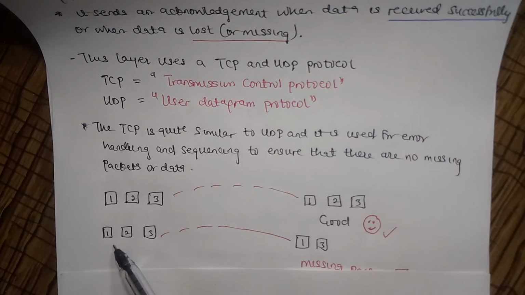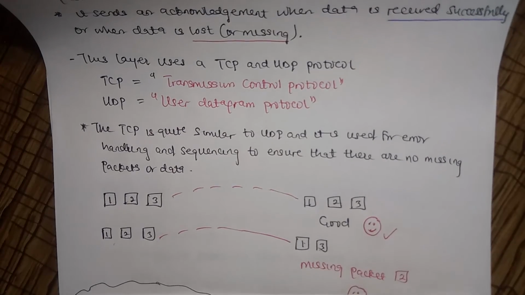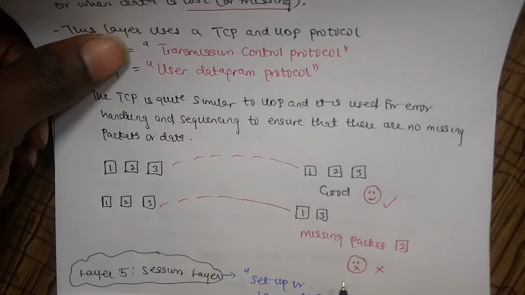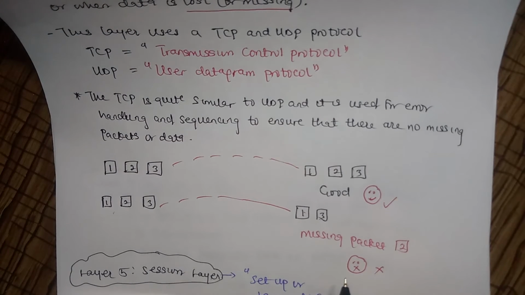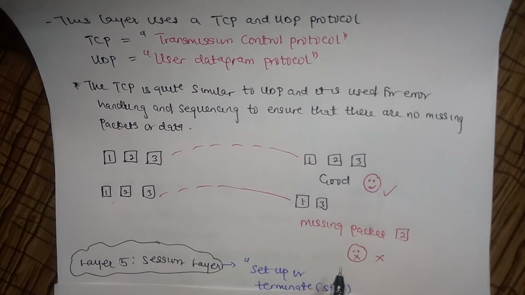But if not, we send 1, 2, 3 and it only received 1 and 2, which means there's a missing packet, 2 and 3. And they say, wow, I missed some information. Then it sends another acknowledgement saying that we missed out something. So that's what the transport layer deals with.